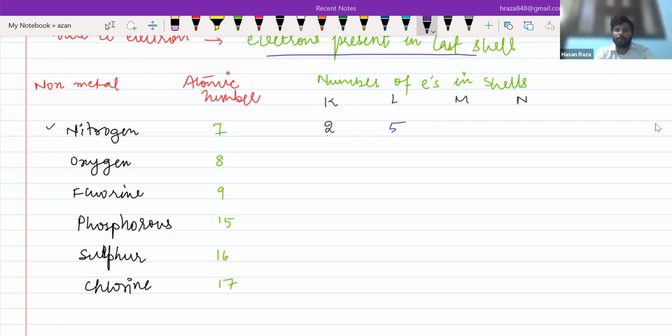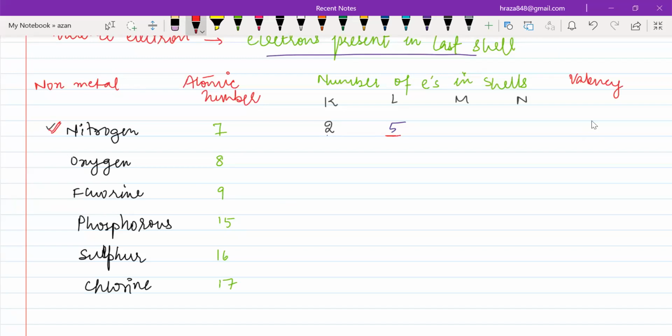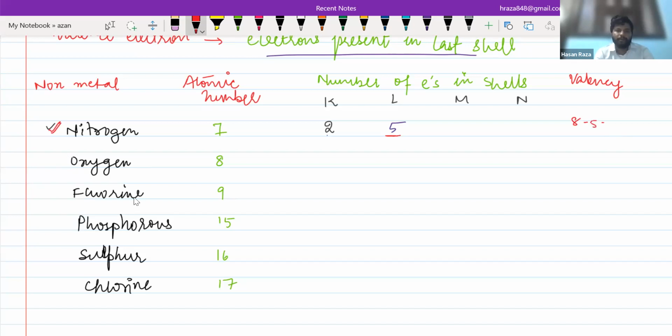So if you are going to calculate the valency of this atom, the valence electron is 5, so the valency will be 8 minus 5, that is 3. That will be very good. So if you are going to do the electronic configuration, it will be 2,5 here, 2,6, here it will be 2,7, and here it will be 2 and 8. In the first shell, 2 electrons will go, then 8, and then we will have 5. So in the third shell, 5 electrons.